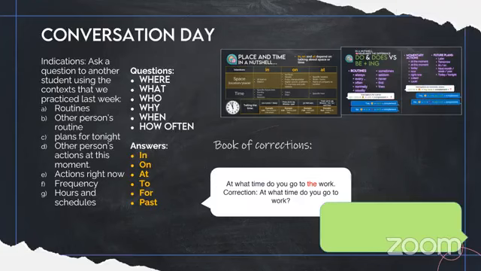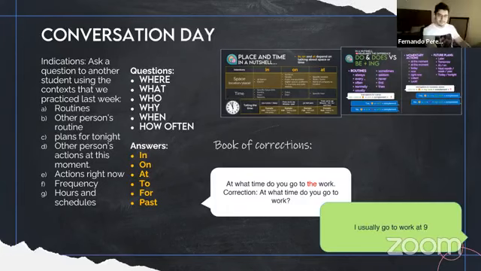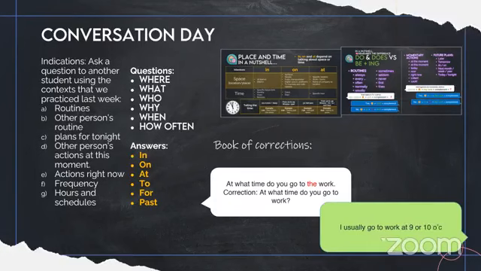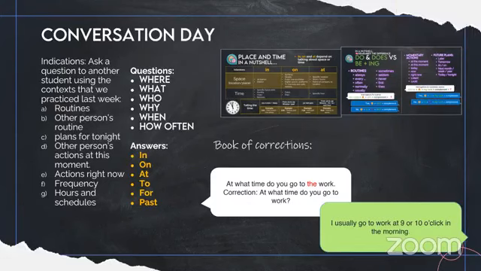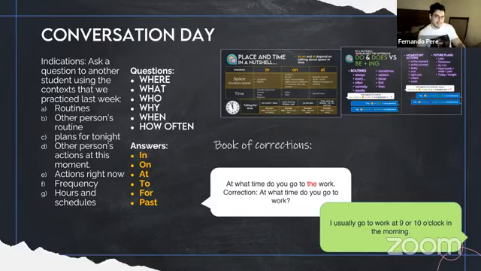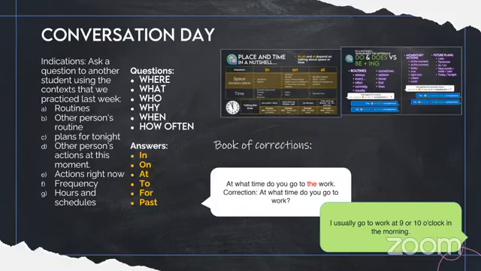I usually go to work at 9 or 10 o'clock in the morning. Nice. Perfect. And o'clock with the specifications, no? 9 o'clock in the night or 9 o'clock in the morning? In the morning. Good job. Very good. Let's continue.